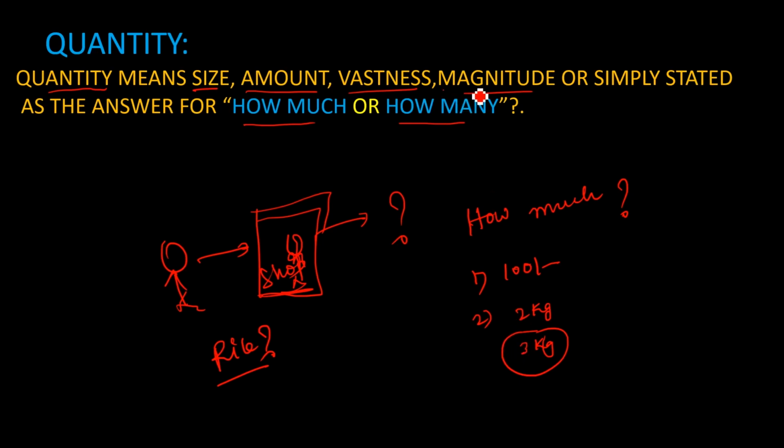Simply it is called magnitude. You're talking about 2 kg, 3 kg, or 100 rupees. That is a particular value, right? That is the reason quantity means magnitude. Simply we can call it magnitude.